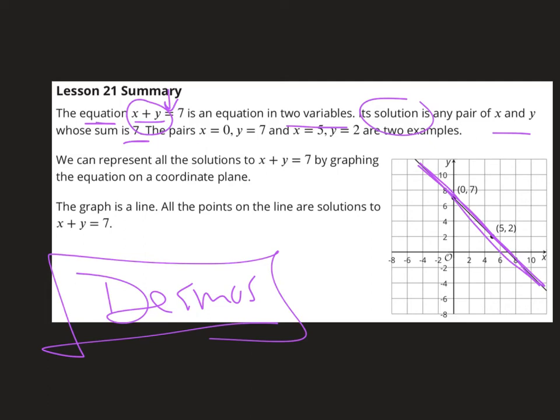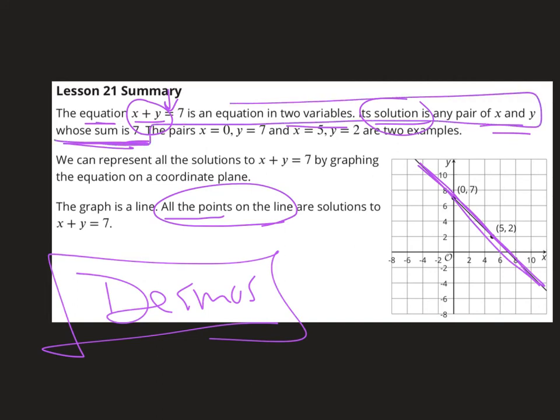I think if I was writing some hand notes, I would just make sure that I have the equation. The idea of a solution is any pair whose sum is 7, and then I would also say that the solution is all of the points on the line. I would have that and this part in my hand notes if I'm just copying. If not, if I have this printout, I'm highlighting that section.